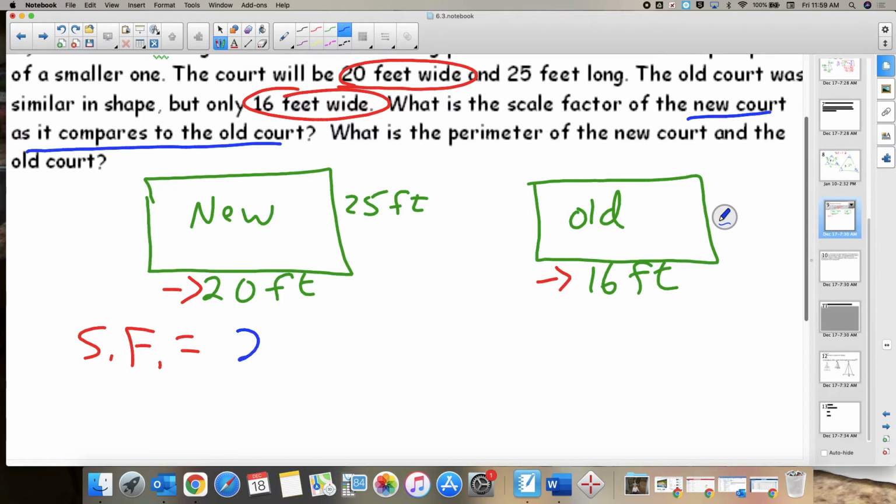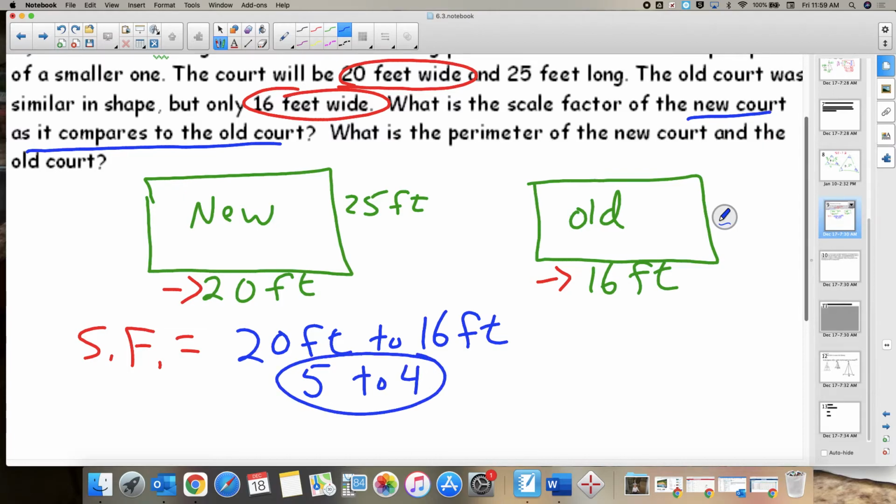So that is 20 feet to 16 feet. And then just like we do with all scale factors, we reduce. So when we reduce this, we get 5 to 4. Next thing then is what is the perimeter of the new court and the old court?